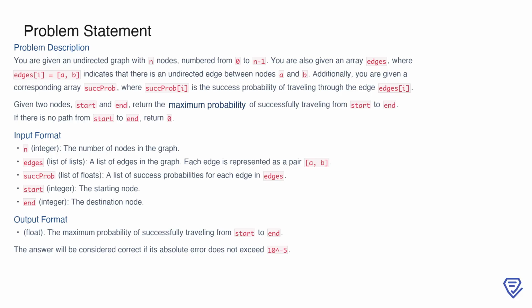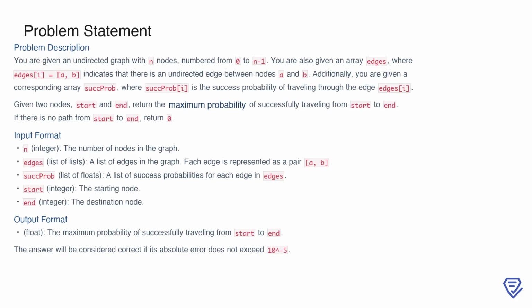from 0 to n-1. The graph is defined by an edges array, where each entry specifies a connection between two nodes, and a corresponding succProb array that assigns a success probability to each edge. The task is to determine the maximum probability of successfully traveling from a given start node to a specified end node. If no such path exists, the result should be 0.